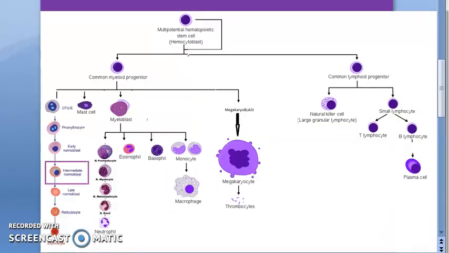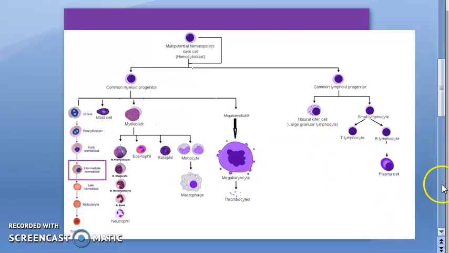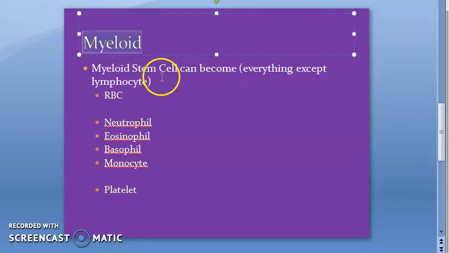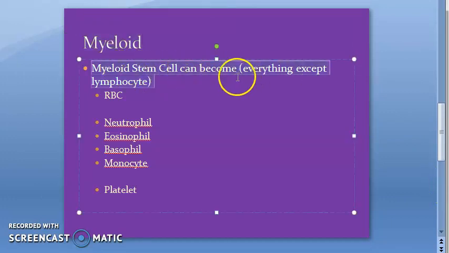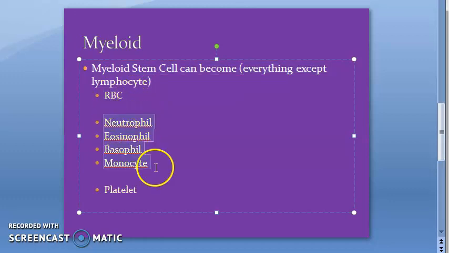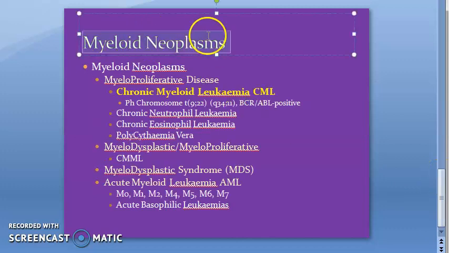Now we have finished looking at the hematopoiesis. Now let us look at myeloid. See, myeloid stem cell can become everything except a lymphocyte. So it can become an RBC, it can become granulocyte, or it can become platelet. In the process of becoming a neutrophil, it will become a myelocyte, metamyelocyte, etc. Right? Now, neoplasms can be myeloid neoplasm or lymphoid. So you can have myeloid or lymphoid.